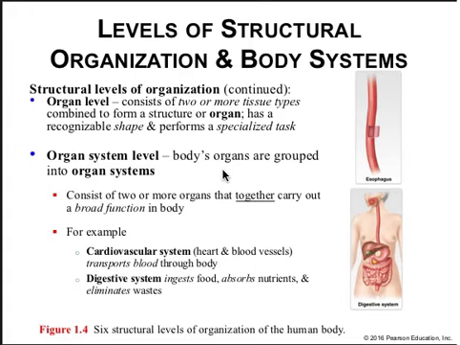The digestive system, another example, ingests food, absorbs nutrients, and eliminates waste. And you can see here a diagram of the digestive system in miniature. It's made up of the oral cavity, the pharynx, the esophagus and stomach, the large and small intestine, and the accessory organs such as the gallbladder, the liver, the pancreas, and the salivary glands.